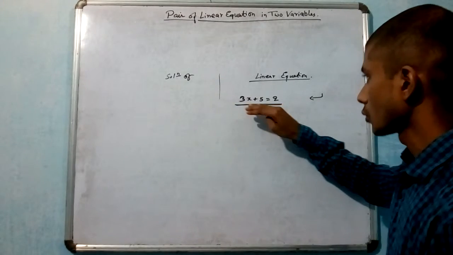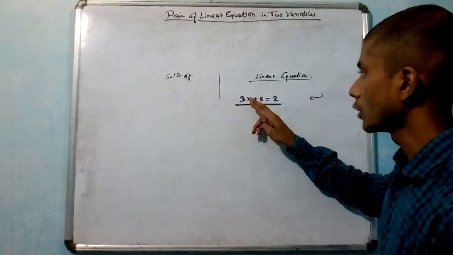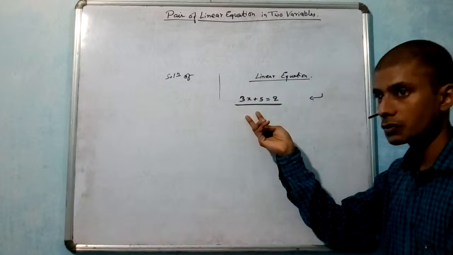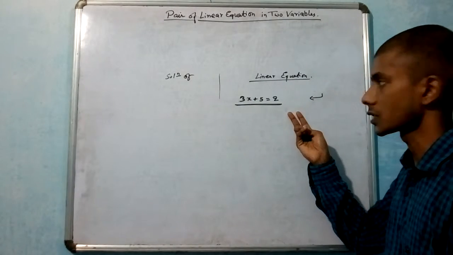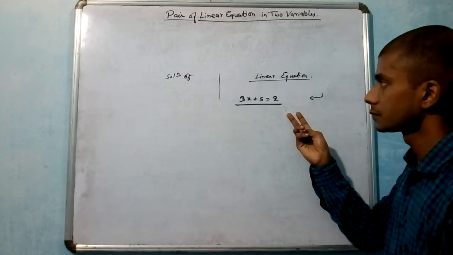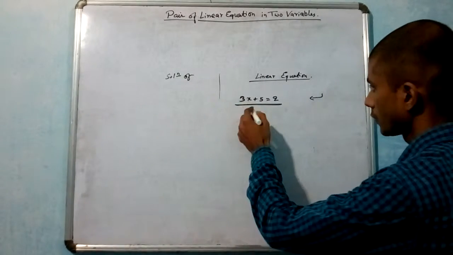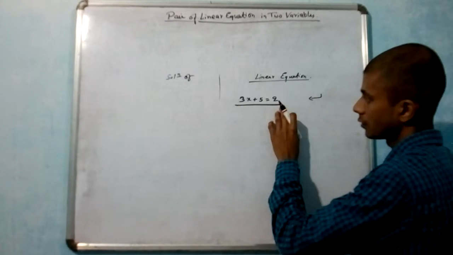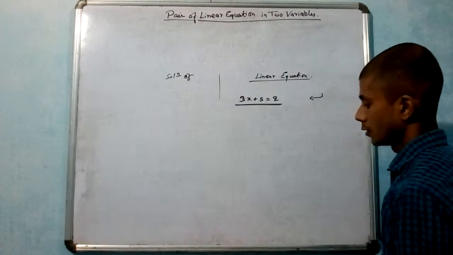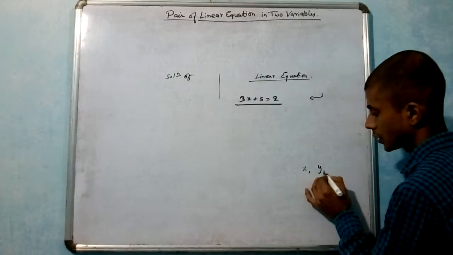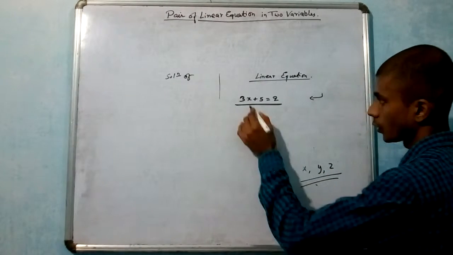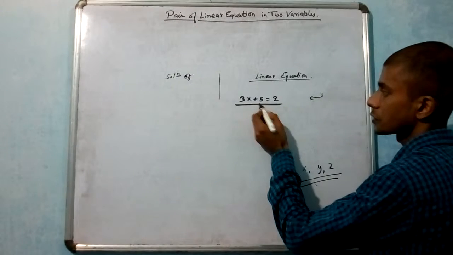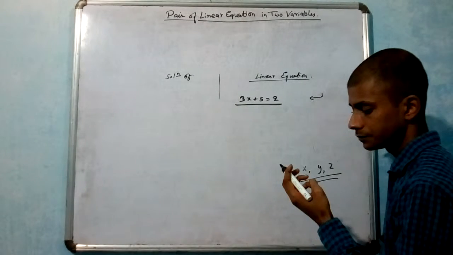So just like that, solution here means the value of x which, when substituted here, will satisfy the equation. Satisfying the equation means LHS will become equal to RHS. So let us try to find the solution for this. How many variables are present here? One type only, x. So we can call it a linear equation in one variable.